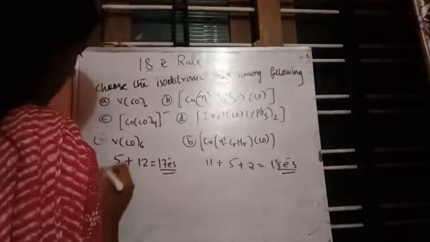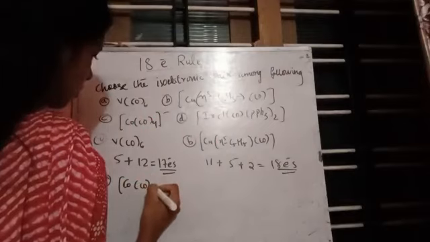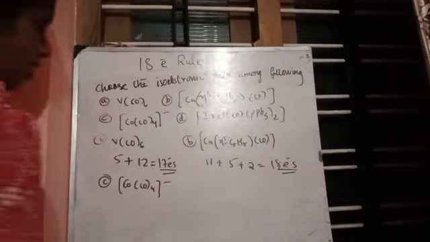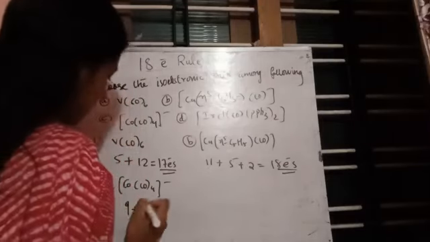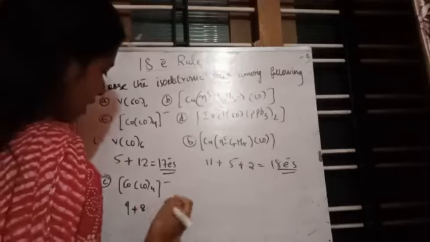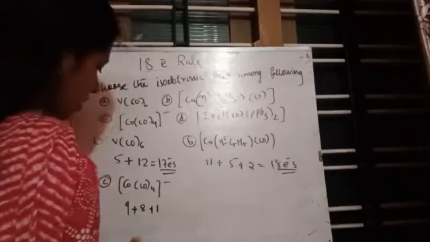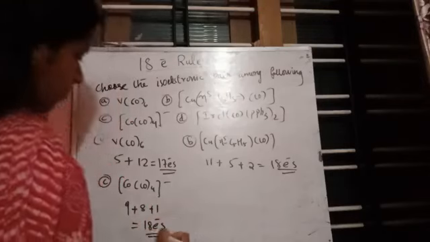Now the third option is Co(CO)4 minus. This is a carbonyl complex of cobalt. So here for cobalt you have 9 electrons plus 4 into 2, 8 electrons. You have to consider the charge. Minus means plus 1. This is equal to 9 plus 9, that is 18 electrons.